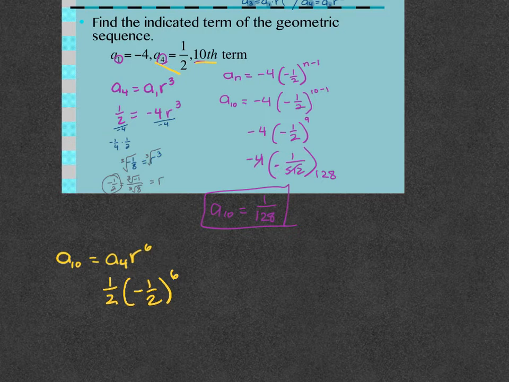So you can start with the initial one. If it's asking for a sub n and you want the equation, then you're always using a1. But if you're just finding terms in the sequence, you can jump terms as long as your exponent allows you to make up for it.